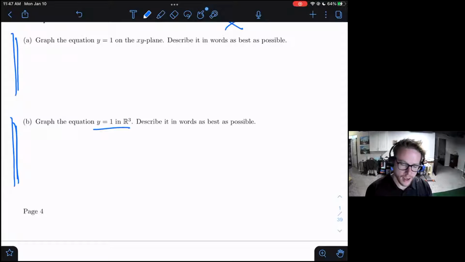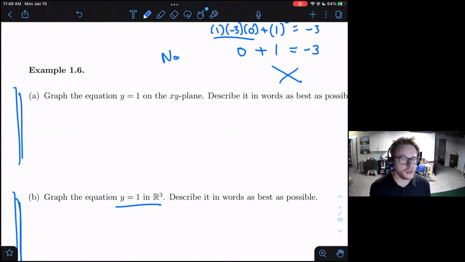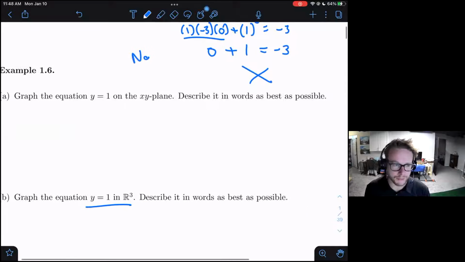And I think in order to do this, we're upgrading from a two-dimensional world into a three-dimensional world, right? I think it does actually help us to make these connections. And so why don't we first go ahead and graph y equals 1 on the XY plane. We'll describe it as best as possible.